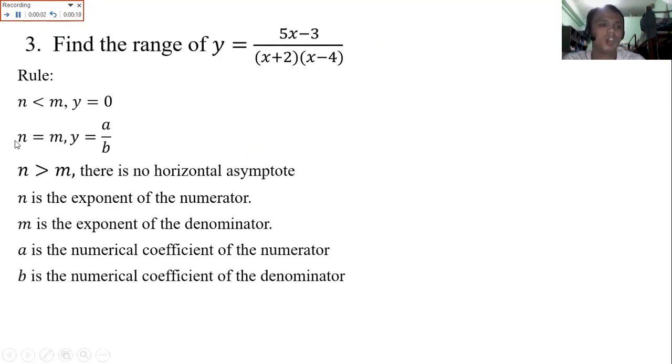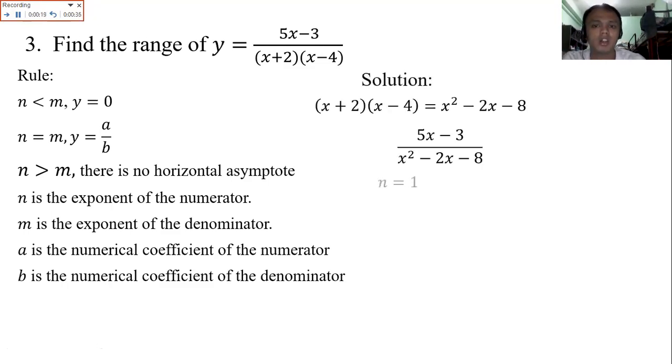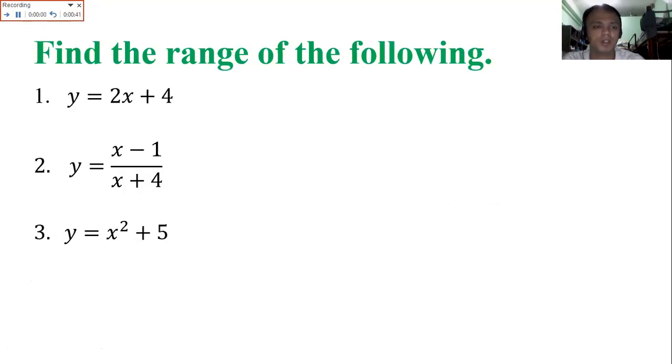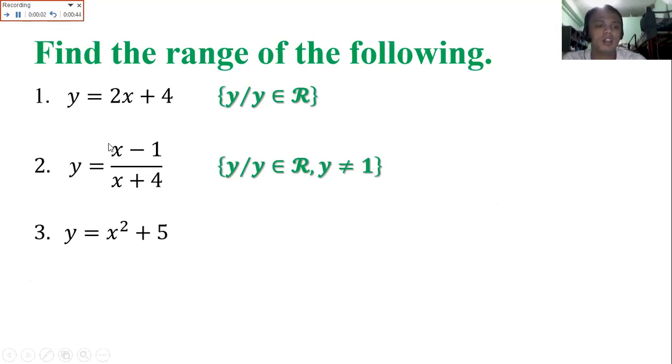Okay, ito yung rule. Now, if your n is equal to m, therefore your y equals to a over by b. So since n and m natin are equal, yung magiging value ng y, a over by b, which are the numerical coefficient of the numerator and the denominator. Okay? So jump tayo dito. 1 over by 1 is equal to 1. Therefore, the range here is an element of real number, but y is not equal to 1, except for 1 lang.